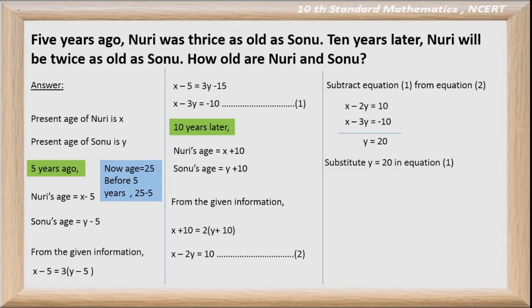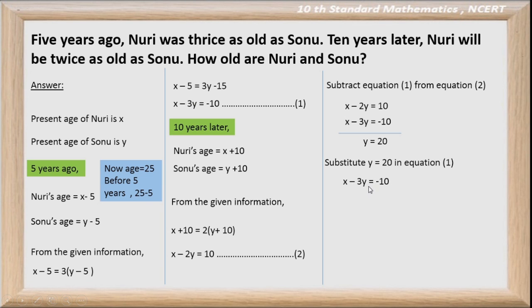Now we can substitute y equal to 20 in equation 1. Which is the equation 1? See, x minus 3y equal to minus 10. This is the equation 1. So substitute the value y equal to 20 in equation 1. See here, in this place 3y, 3 into y. So in this place we are giving the value 20. So x minus 3 into 20.